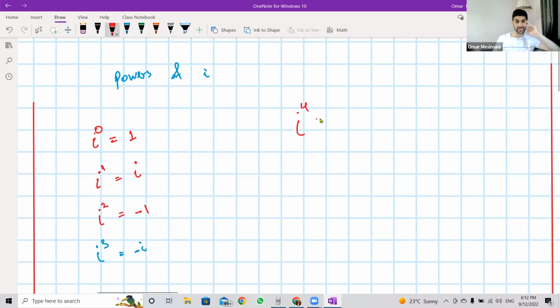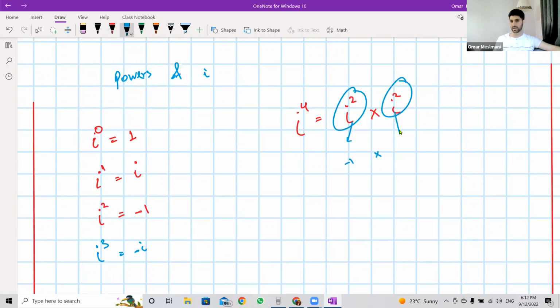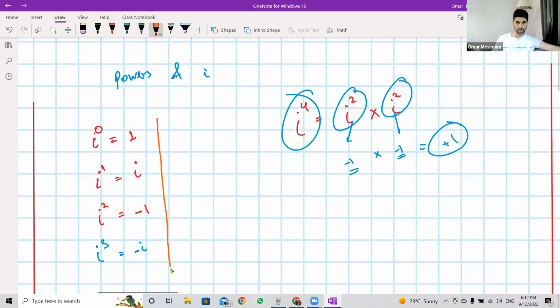I bar 4, with the same concept. Can I say that I bar 4 is going to be I bar 2 multiplied by I bar 2? I know I bar 2, and you know it, as -1. Times I bar 2, which is -1. So -1 multiplied by -1 is +1. I just proved to you that I bar 4 is equal to +1. So I'm going to write here I bar 4 equals +1.